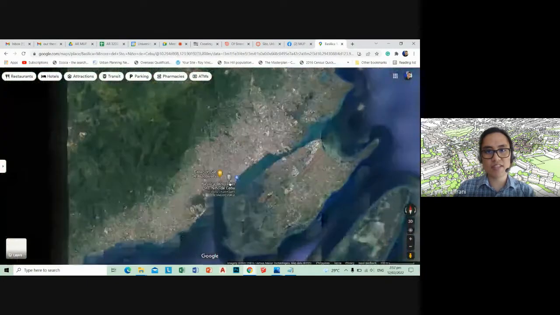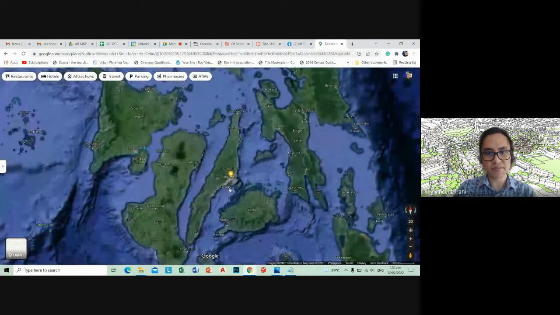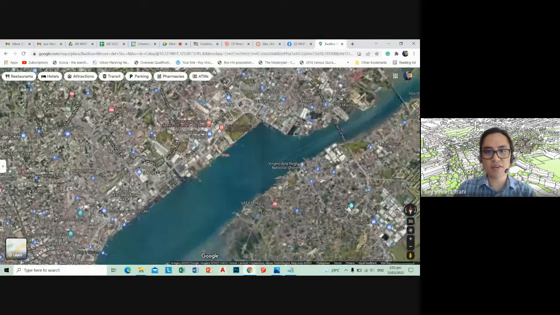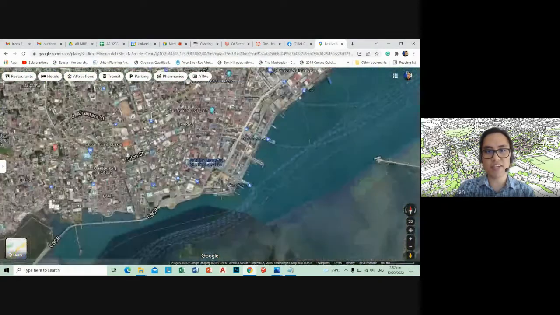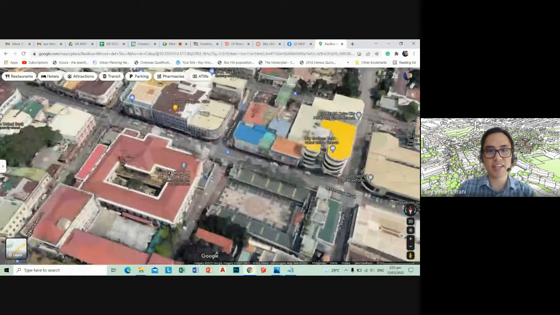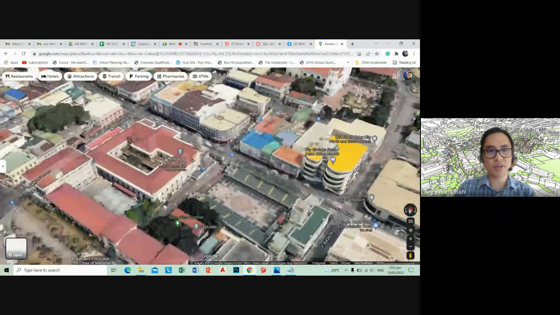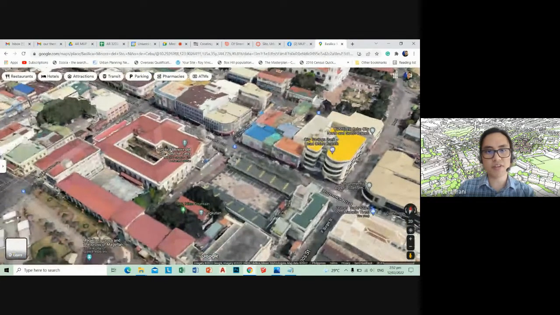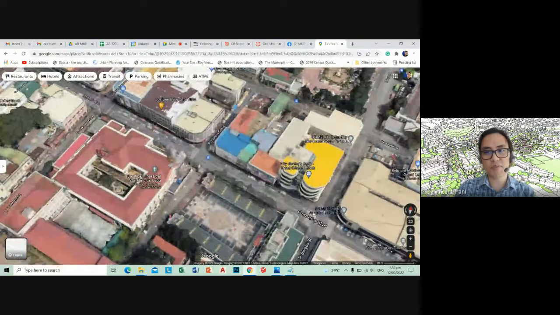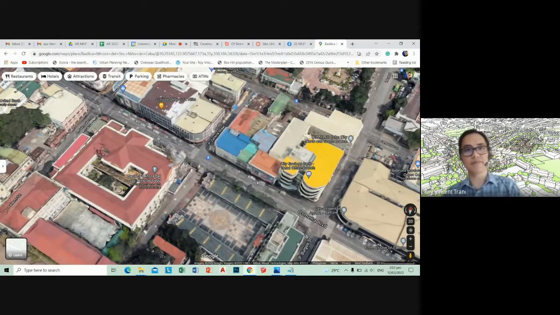So that's Cebu Island over here. Cebu City, and it's in the historical district of Cebu down here. And it's directly adjacent, right beside Basilica del Santo Niño, one of, if not the oldest church in Cebu. And the idea was this section of Osmeña Boulevard be closed to vehicles and become pedestrian only.